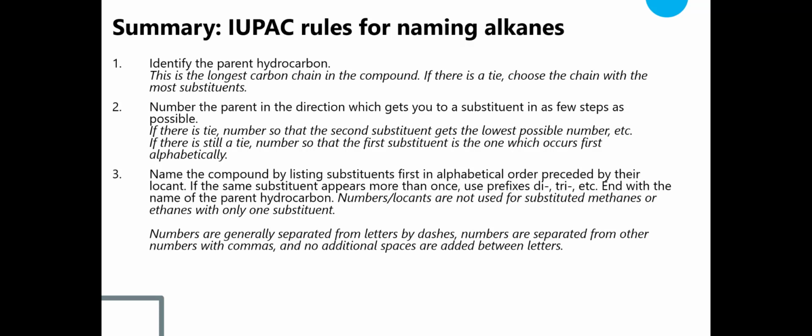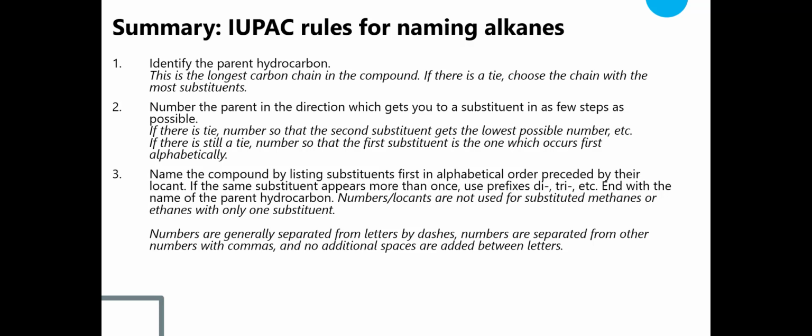Finally, we name the compound by listing the substituents first in alphabetical order, preceded by their locants. And if the same substituent occurs more than once, we're going to be using prefixes like di and tri, tetra, etc. And then we end the name with the parent hydrocarbon.